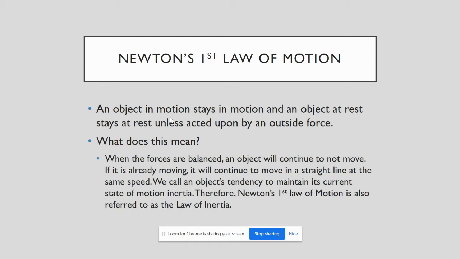So what does this mean? It means when the forces are balanced, an object will continue to not move, or if it's already moving, it will continue to move in a straight line at the same speed. We call an object's tendency to maintain its current state of motion inertia. Okay, so we call the tendency to continue doing what you're doing, either moving at a constant velocity or not moving at all, we call that inertia. Therefore, Newton's first law of motion is also referred to as the law of inertia.